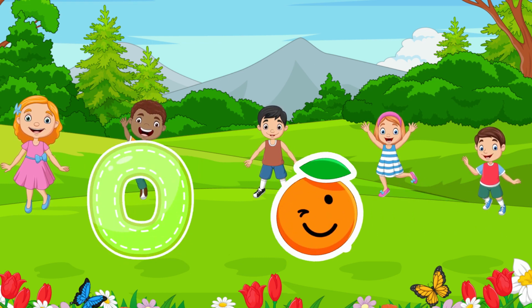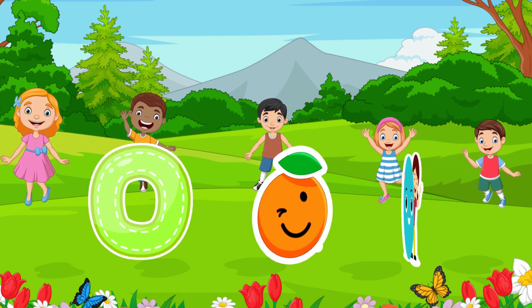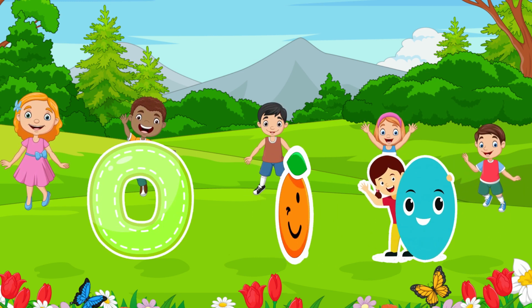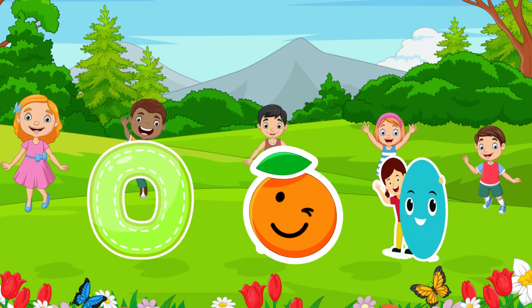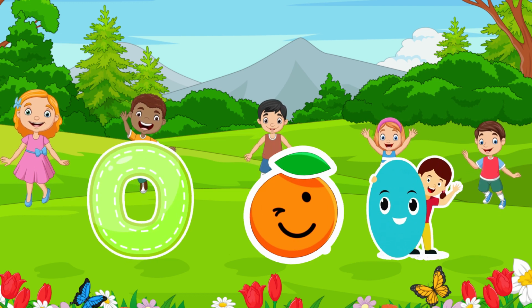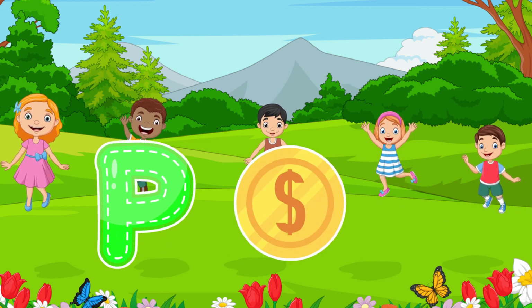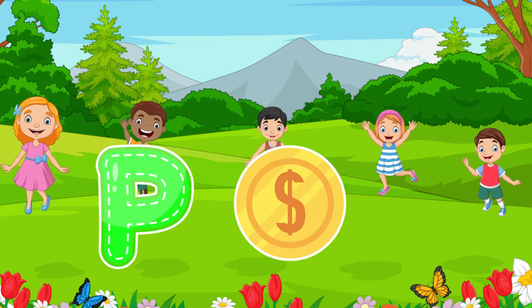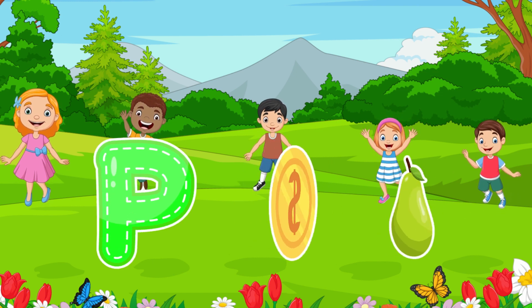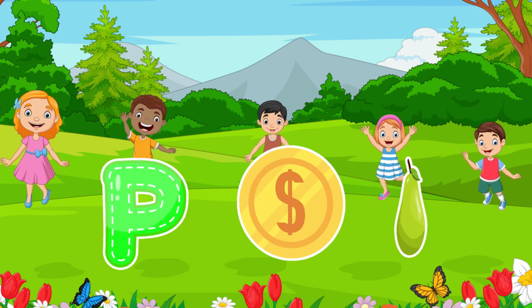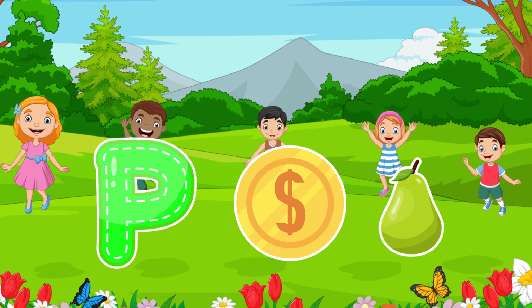O is for orange, o, o, orange. O is for oval, o, o, oval. O is for o, o, o, o, orange. O is for oval. P is for penny, p, p, penny. P is for pear, p, p, pear. P is for p, p, p, p, penny. P is for p, p, p, p, pear.